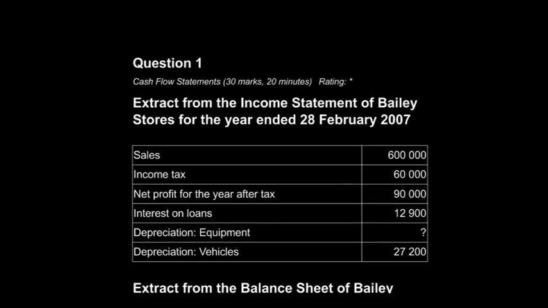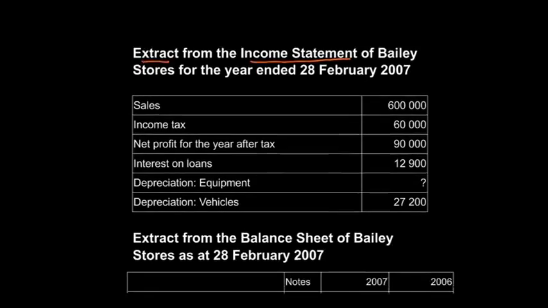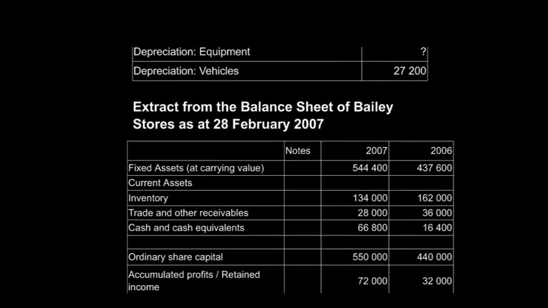Okay, so in this question, guys, we are given an extract, so it's not the entire income statement, an extract from the income statement of Bailey Stores for the year ended 28th of Feb 2007. Then we've also got an extract from the balance sheet of Bailey Stores as at 28th of Feb 2007.